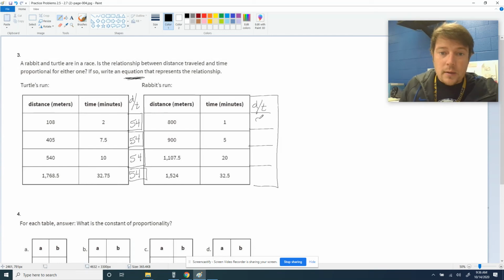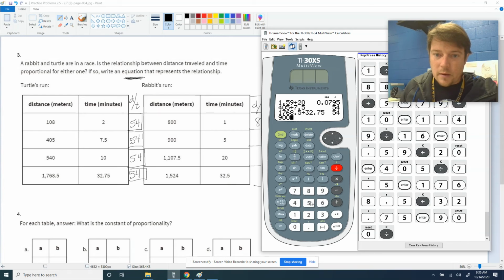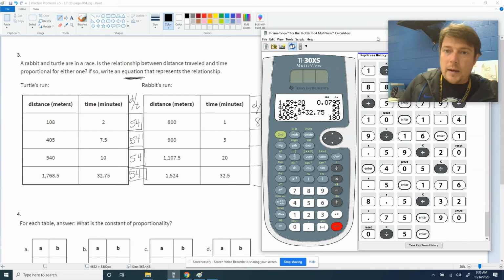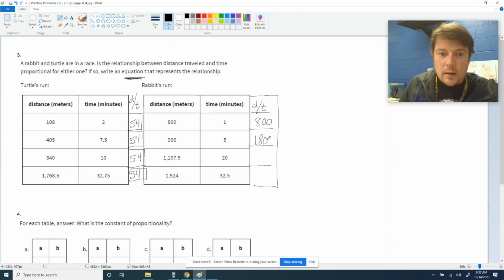800 divided by 1 is 800. 900 divided by 5 is 180, not 800. I can go ahead and say that this is not going to be proportional. So we can stop there. We know that the rabbit is not moving at a constant rate like the turtle is. Constant, slow, steady turtle. Rabbit, we don't even know what these are going to be. We don't have to. This one is not proportional.